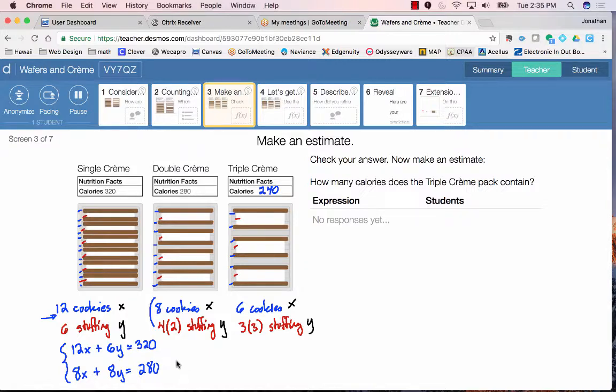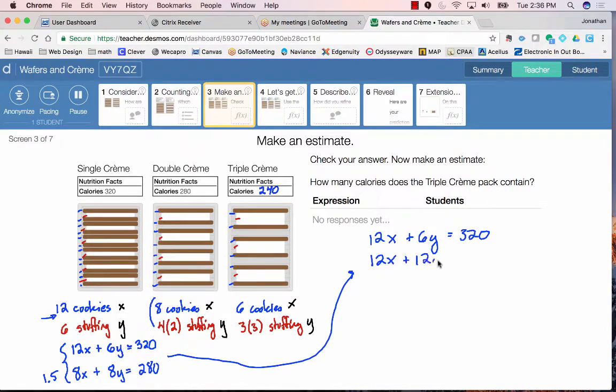We can then solve it out. We can use our Desmos calculator. We can do all sorts of different stuff. I would probably be inclined to do the addition method in this one. If I multiply the bottom by 1.5, we get 12x plus 6y equals 320. And on the bottom, if I multiply 8 times 1.5, that would give me 12x plus 12y equals 1.5 times 280, so 420.